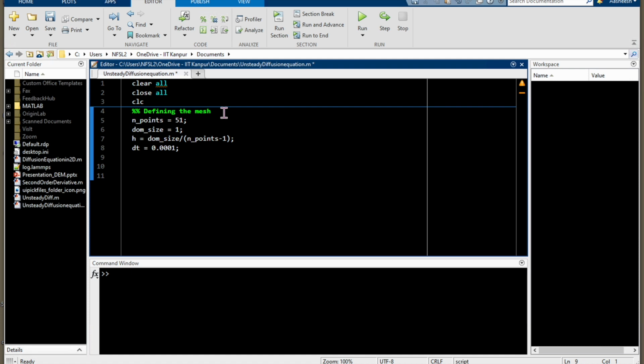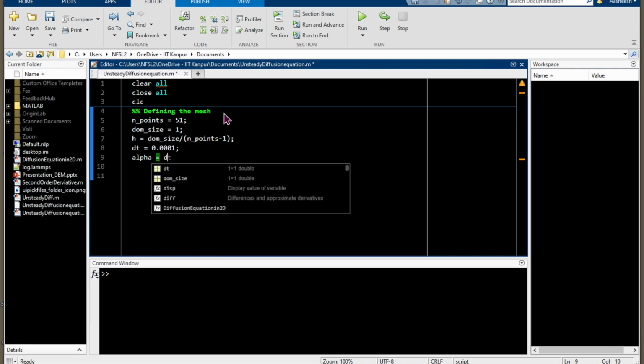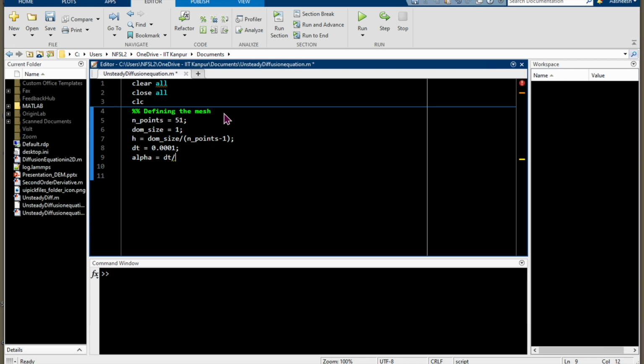Another variable is alpha, as I told. Alpha is delta t by h squared. h squared is delta x squared or delta y squared. So let's write it as delta t over h into h, or you can write h squared also. But I am writing h into h because it shows that it's a multiplication of delta x and delta x, or delta y and delta y. This is how we initialize the problem.